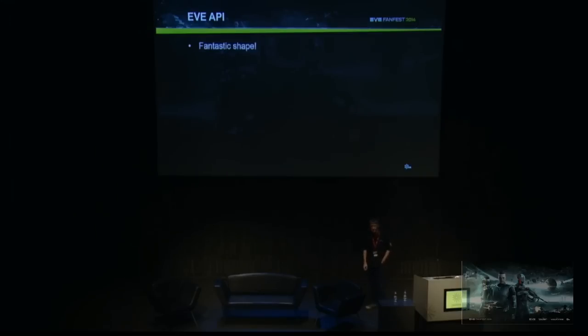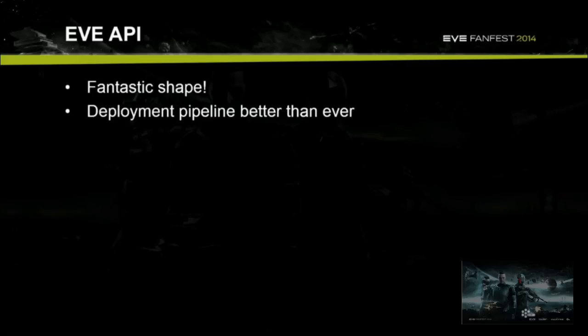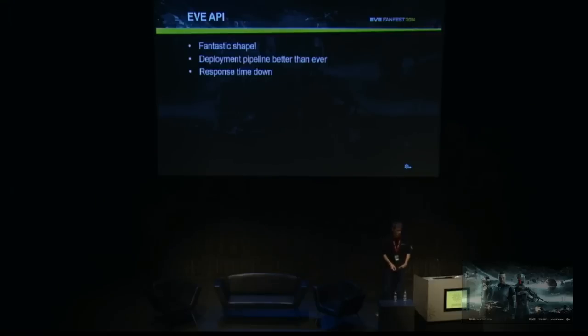yes, it is in absolutely fantastic shape right now. At least since I've joined the company almost 2 years ago, it's in the best shape it's been since I joined. We have a much better deployment pipeline for it right now. We can very, very easily push out changes to the API. I mean, the other day I pushed out some changes because there was a problem with the caching in absolutely minutes. It was great. The response time on the API is down almost 50 milliseconds right now. So it's not just on our side, but for you guys, it is performing much better right now.